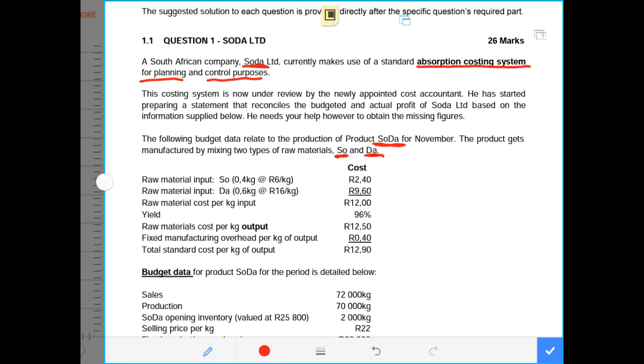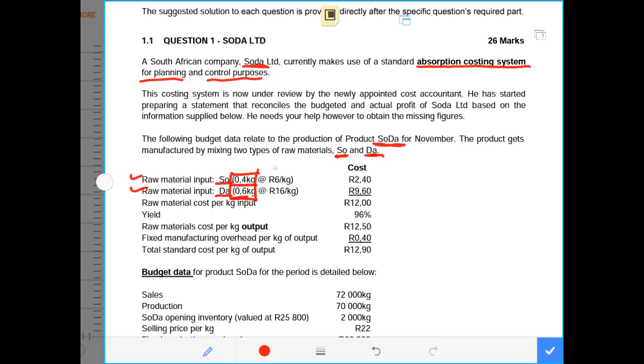Then the data that is provided to us: we have material So, and raw material input Da. It requires 0.4 kgs of So to complete 1 unit of Soda, and we also need 0.6 kgs of material Da to complete this unit, meaning this unit, as I said before, needs these two types of material for it to be a complete product.